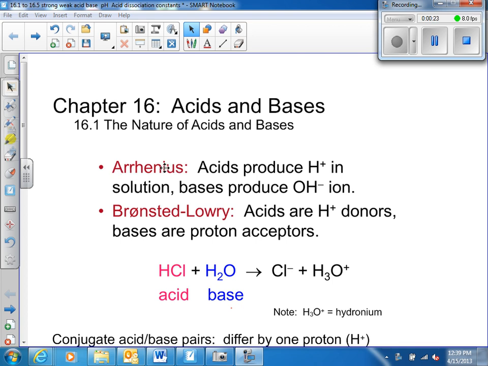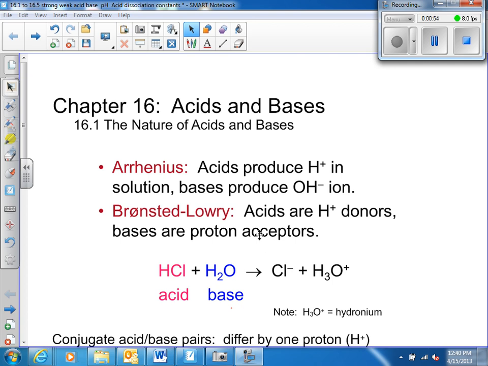So an Arrhenius acid is an acid that produces H+ in solution. An Arrhenius base is something that produces hydroxide ion in solution. Then we have a Bronsted-Lowry acid and a Bronsted-Lowry base. Acids are proton donors, and H+ is just a proton because an H has one proton, one electron, so H+ is just the proton because you've lost the electron. So a Bronsted-Lowry acid donates protons.